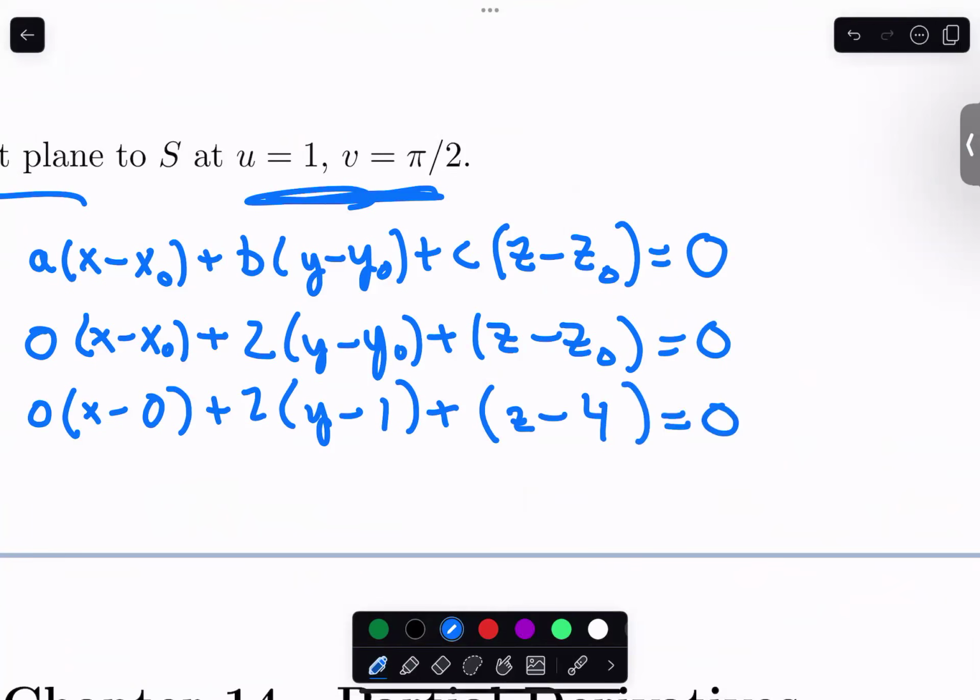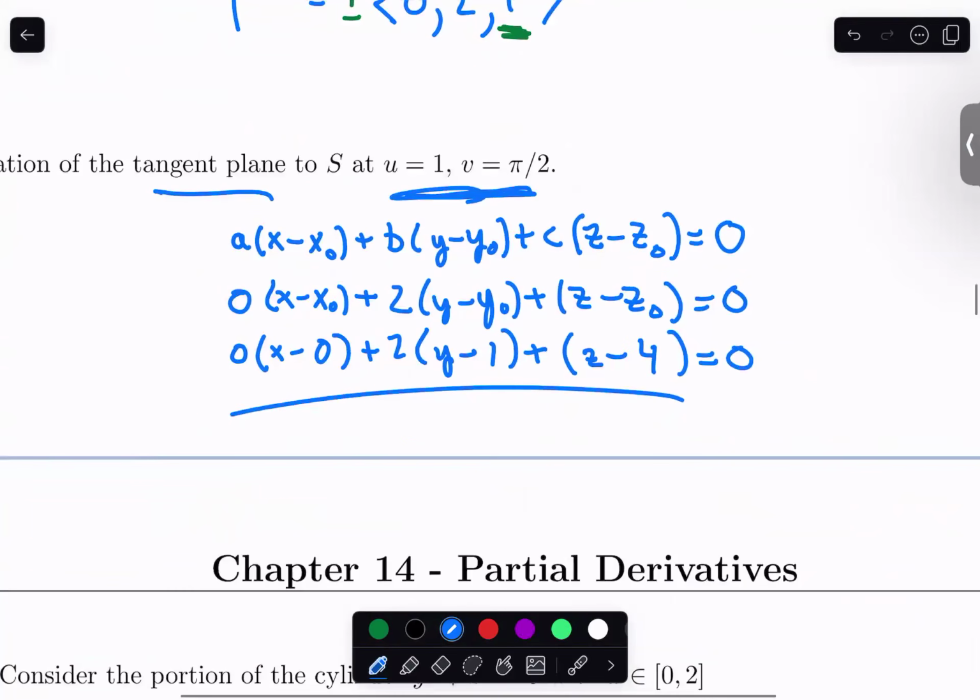And there is my equation of a tangent plane. It's a plane, certainly, and it's got the right normal vector to be tangent, and it's pinned at the right spot.